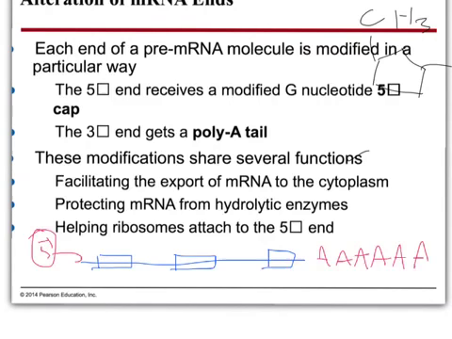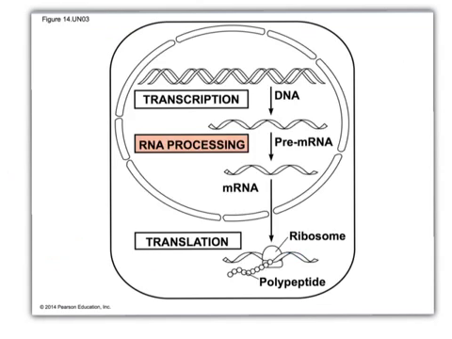Questions on that part of the processing? So 5' cap, poly A tail, and what they are used for. All right? We have to splice the RNA. So, splicing.